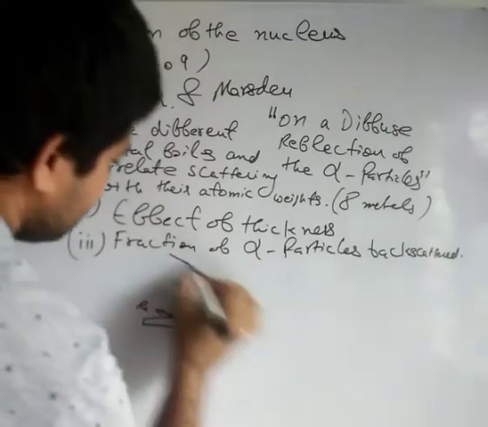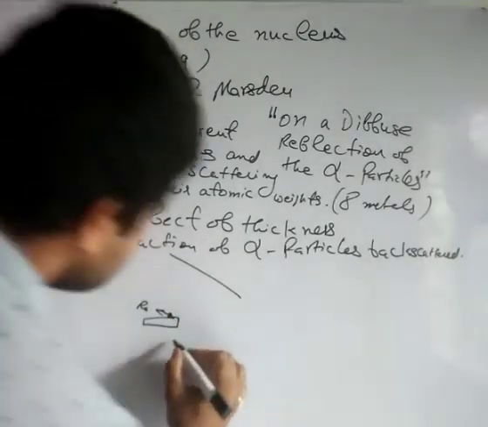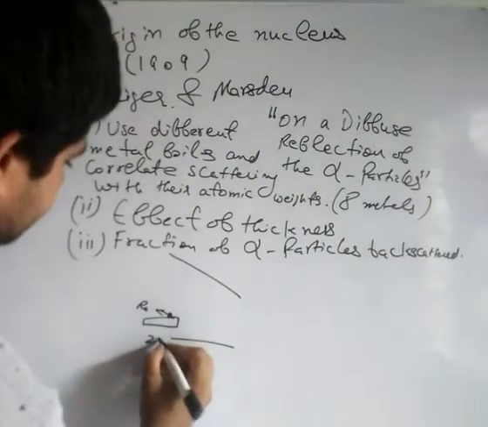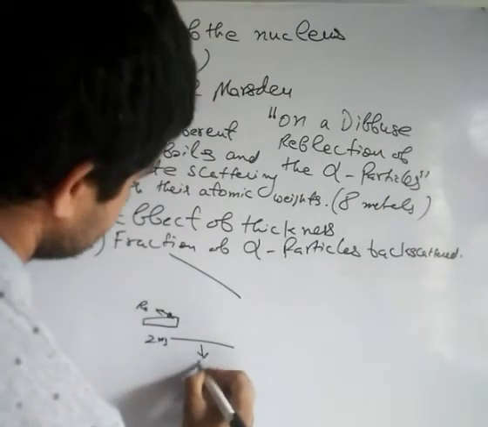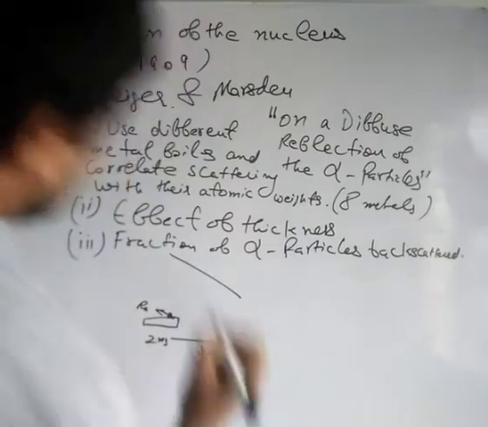Now you place the metal foil in this direction. Okay, and here is your zinc sulfide screen. Then you place a microscope behind this. Here you place the microscope. So now what will happen?